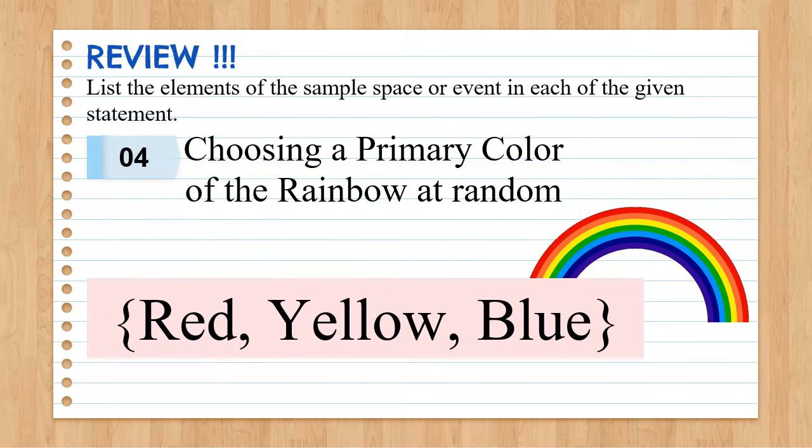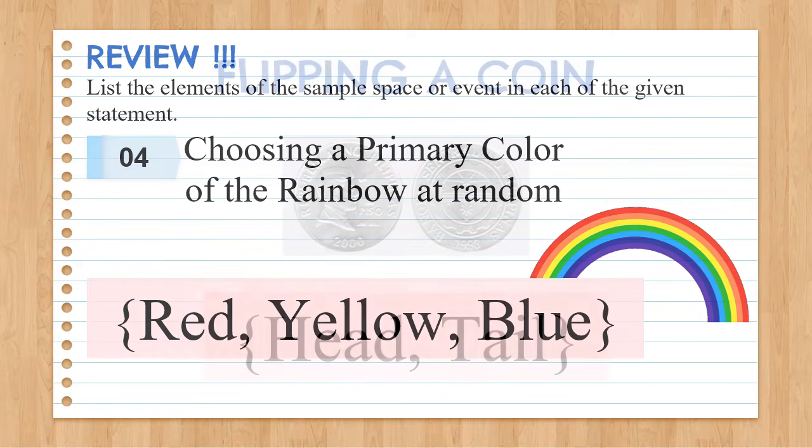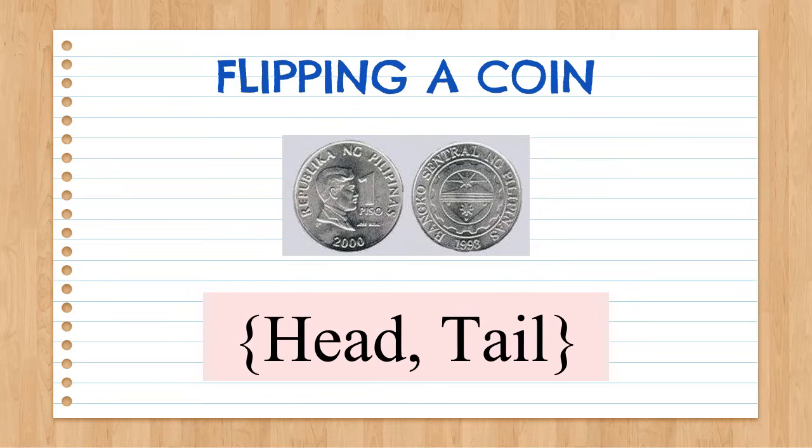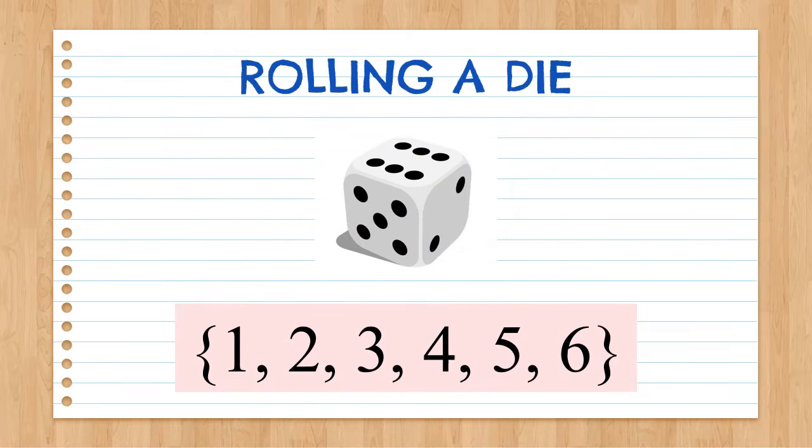In every experiment, our task is to look for all the possible outcomes. We tend to list them one by one, or we use different strategies and techniques to find all of them. Just like in our review, flipping a coin, it is easy to identify the possible outcomes. We all know that a coin has only 2 outcomes. It's either a head or a tail. In rolling a die, we already know that it has 6 possible outcomes because it has 6 faces numbered from 1 to 6.